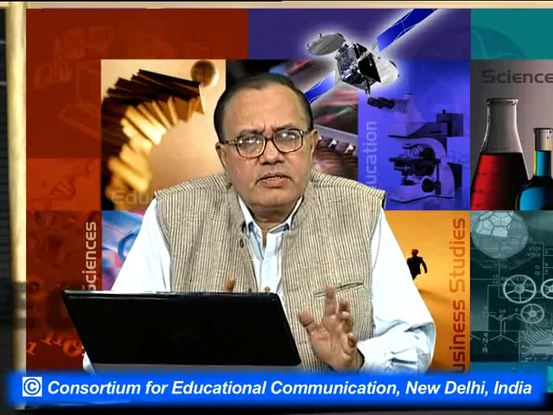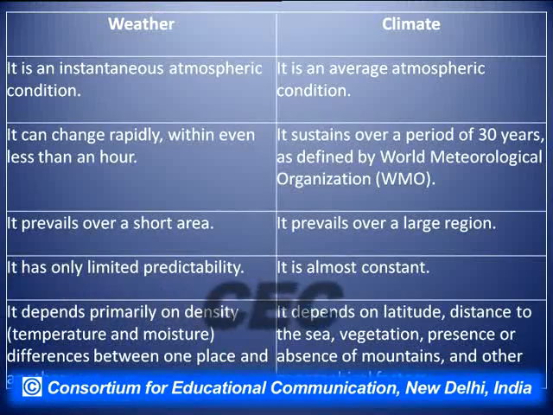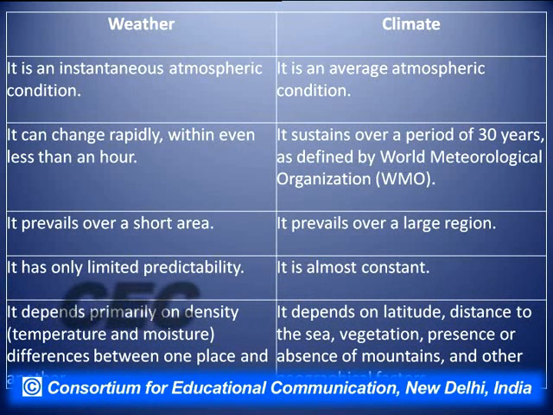Weather has only limited predictability. On the other hand, climate is almost constant. Last, but a very, very important point, the weather depends primarily on the density of temperature and moisture, and the differences between one place and another. On the other hand, climate depends on latitude, distance to the sea, vegetation, presence or absence of mountains, particularly the hills or the topographic factors, and together with some other geographical factors.